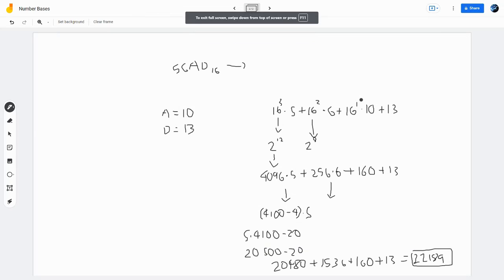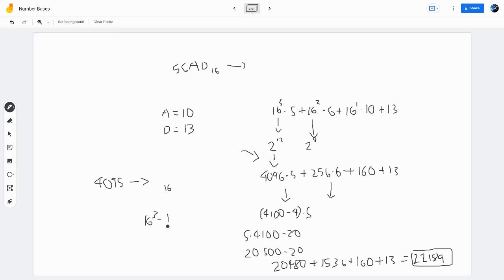And of course, we have our other question with converting 4095 to hexadecimal. And I think you might have seen from this that 2 to the 12th is indeed 4096, so we just want 16 to the third minus 1.